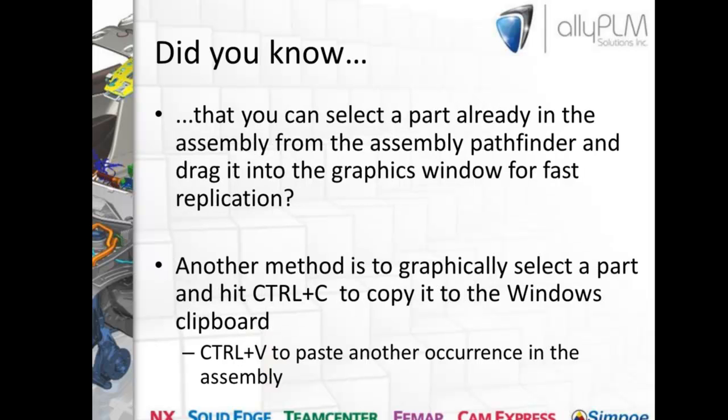You can select a part already in the assembly from the Pathfinder and drag it into the graphics window for faster replication. Another way to do this is to graphically select a part and hit Control-C to copy it, and then Control-V to paste it. And when you paste it, it'll paste it wherever you have your cursor.